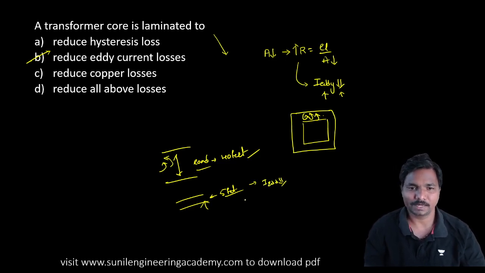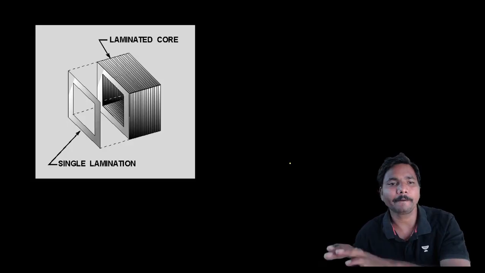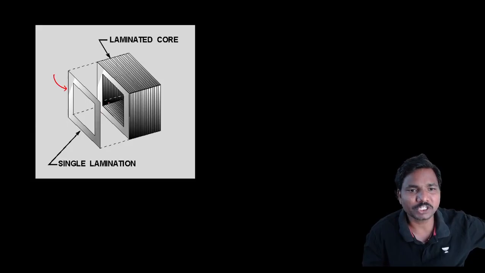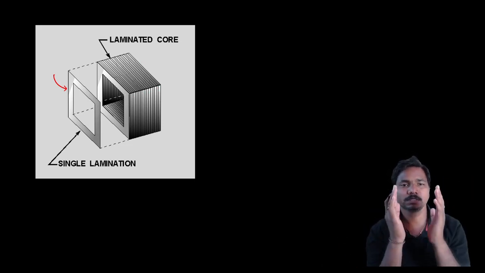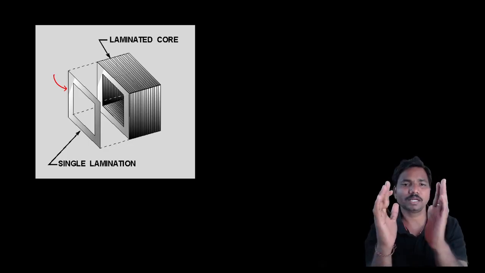The same happens here. If you reduce the road width, the vehicles cannot circulate. In the same way, if you reduce the area of the core, the eddy currents cannot circulate. For that purpose, we take small cross-sectional areas like this and bunch them together to form a single core. These are nothing but the laminated cores. Like a book, a single page has very little mechanical strength, so we bunch all of them together to form a single book.